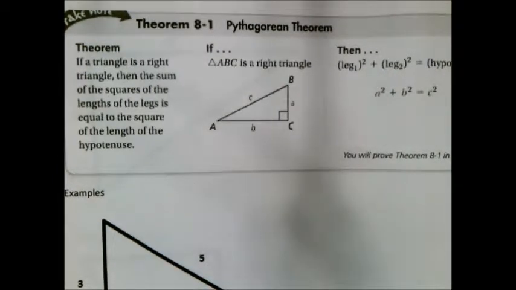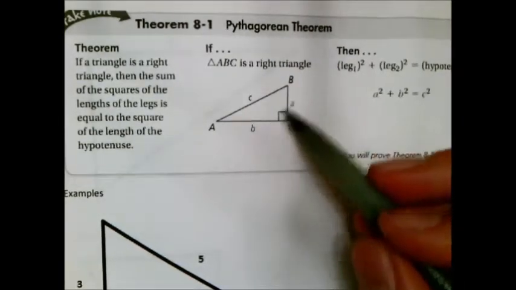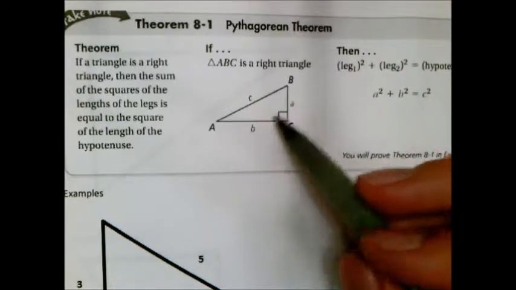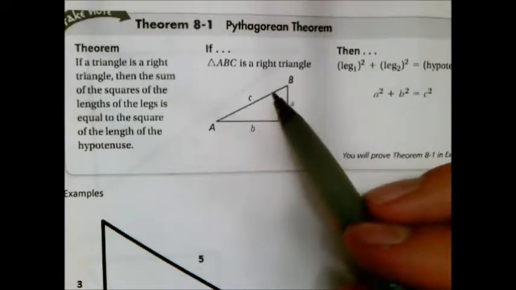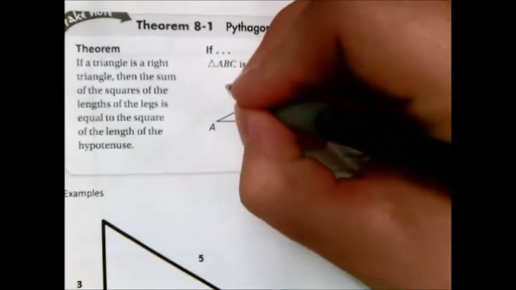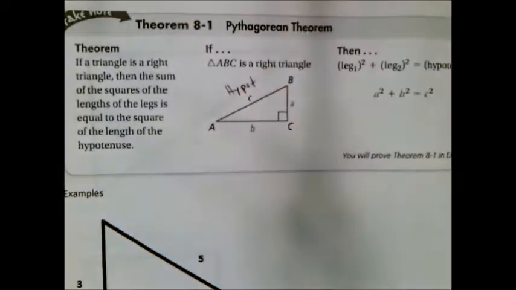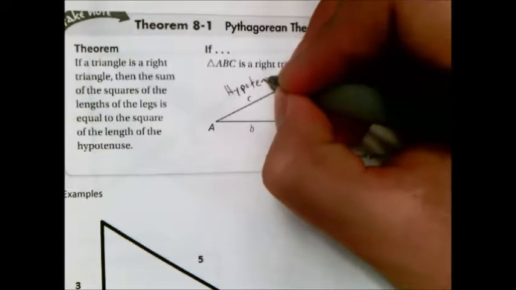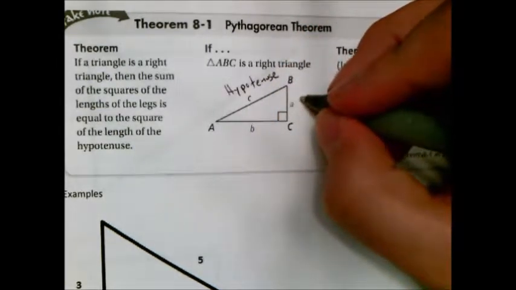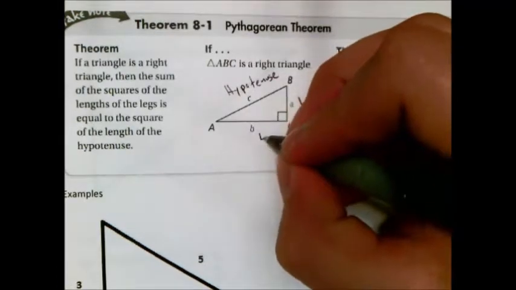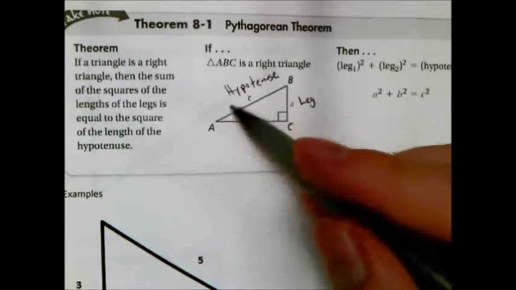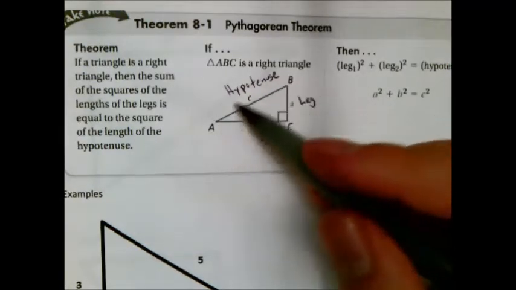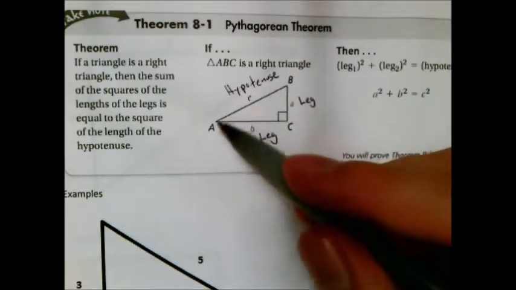Alright, so the different parts of a triangle. You have two legs in every triangle, so A and B are called the legs. These are the two shorter sides of the triangle. And then you have C, which is called the hypotenuse. This side is called a leg, and this side is also called a leg. So you have leg, leg, and the hypotenuse. The hypotenuse is always going to be your longest side of the triangle. You usually can tell because it will be the largest number.